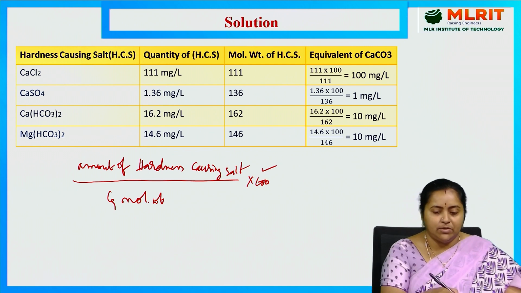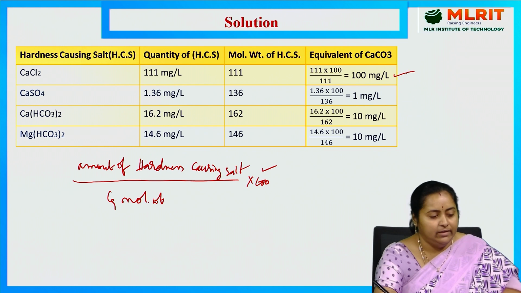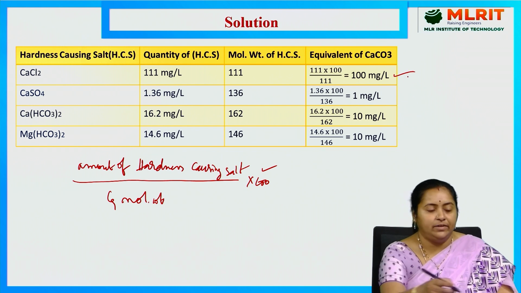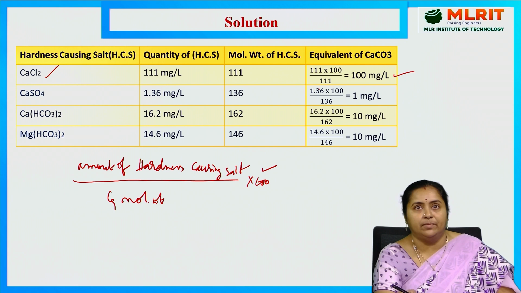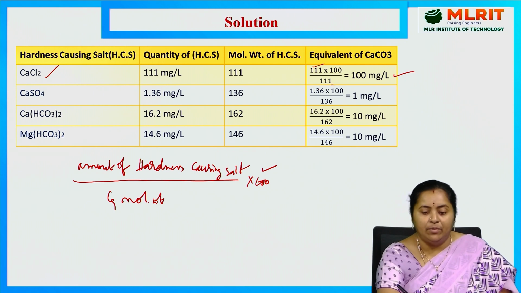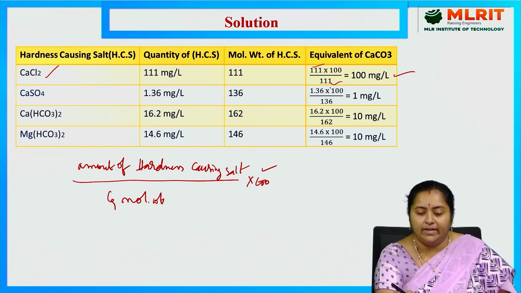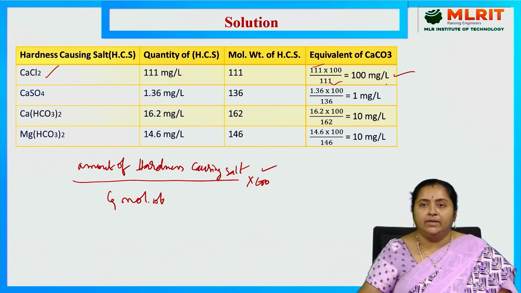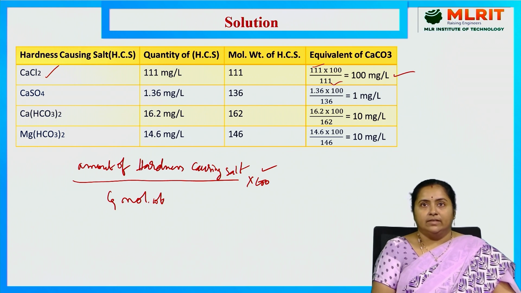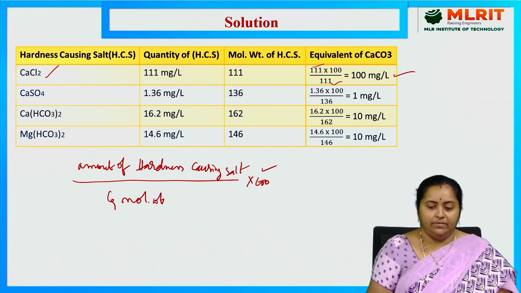By substituting all these things, say, for example, I am going to calculate for calcium chloride. Its amount is 111, given in the problem, and its gram molecular weight is 111, which we have calculated. And CaCO3 gram molecular weight is 100. By substituting all these, we will get 100 milligrams per liter. So that is its conversion into CaCO3 equivalent hardness.